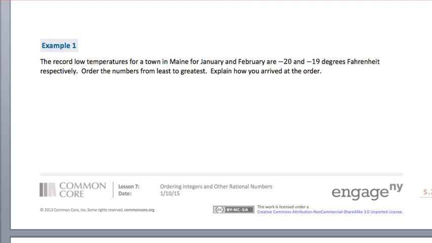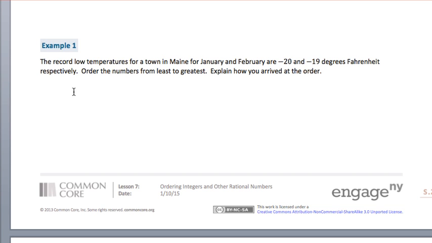In example 1, they tell us that the record low temperature for a town in Maine for January and February are negative 20 and negative 19 degrees Fahrenheit, respectively. The word respectively means in that order. So the low in January was negative 20, the low in February was negative 19. They ask us to order the numbers from least to greatest.